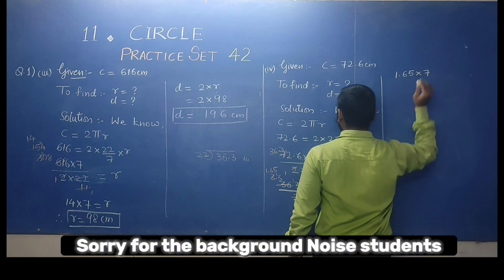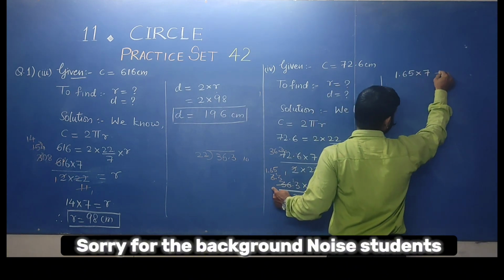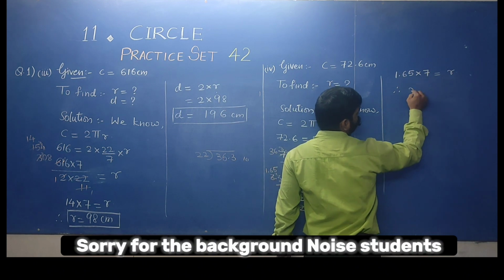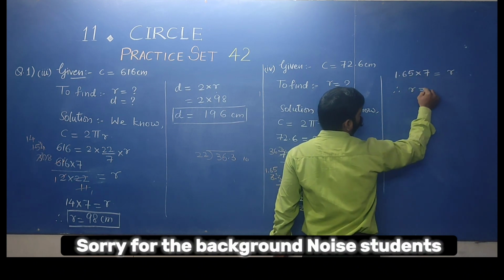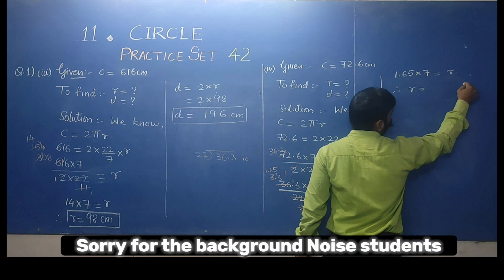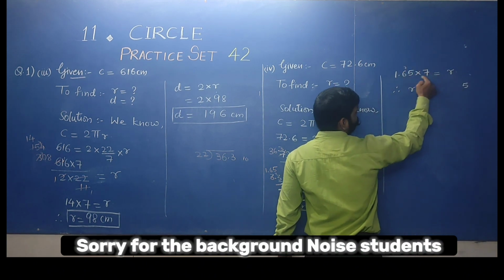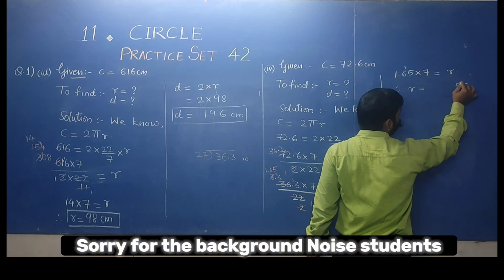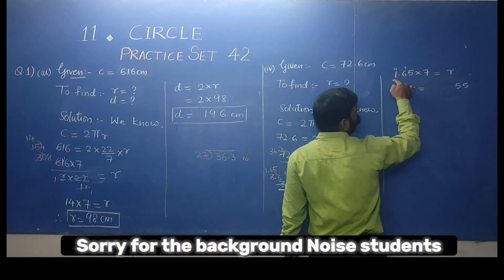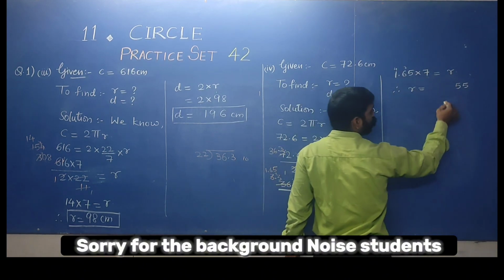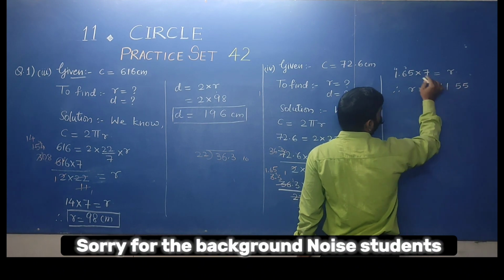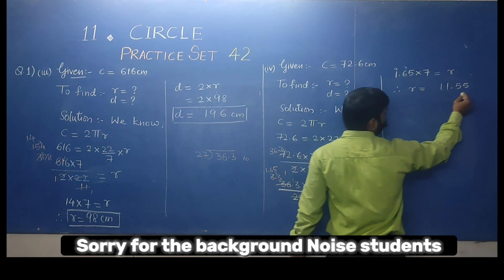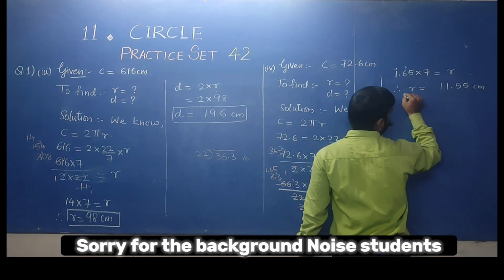multiplied by 7 is equals to R. So therefore, I am just directly multiplying. 7 5s are 35, carry 3, 7 6s are 42, 42 plus 3, 45, carry 4, 7 ones are 7, 7 plus 4, 11. And place the decimal point 2 places. So I am getting radius as 11.55 centimeter.